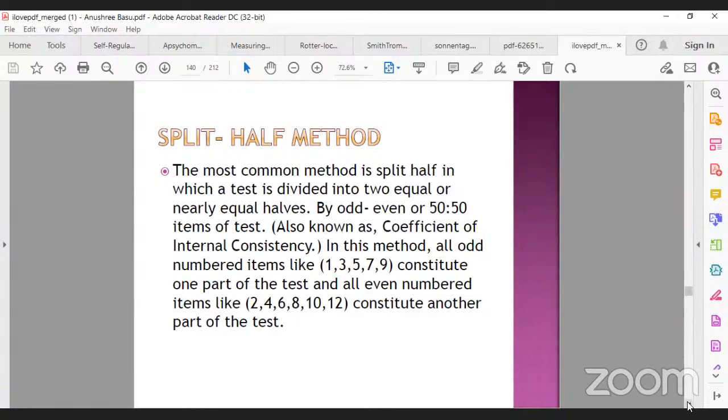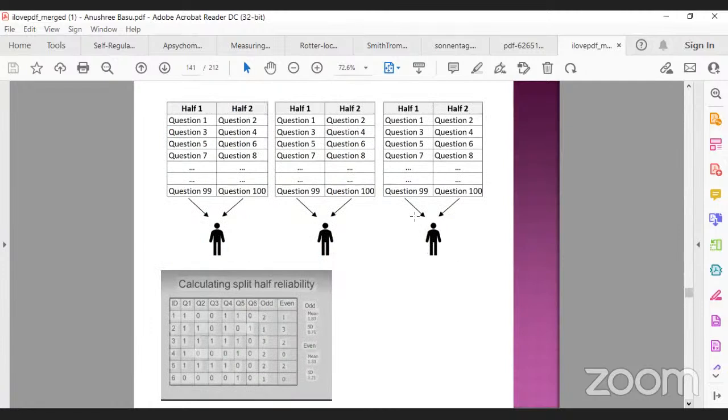Yes, ma'am. So that's why you have to understand what is the meaning of split half. So this is a representation of split half. The first half and the second half, 1 3 5 7, 2 4 6 8. So this is how it is done. And then when we calculate the split half reliability, this is the ID 1 2 3 4 5 6 7 for question 1, question 2, question 3, question 4, question 5. For the odd test, this is the reliability, this is the score, and this is for the even one.